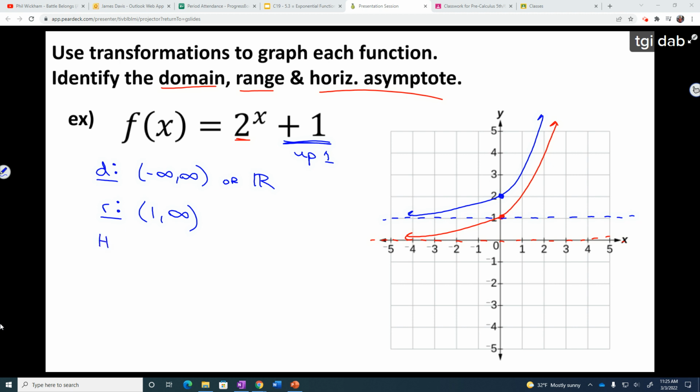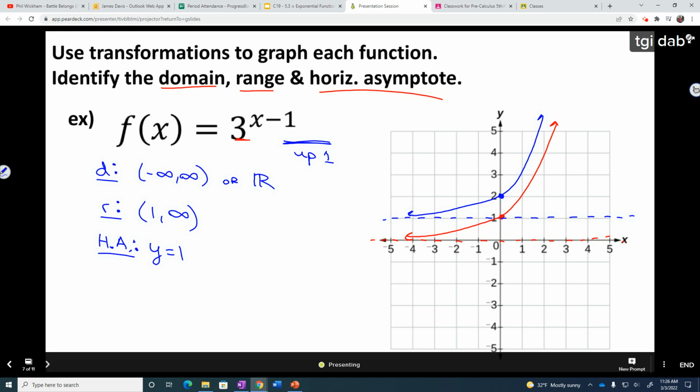Alright, and then the horizontal asymptote. That was y equals 0, it just shifted up 1, so now it's y equals 1. And that's all you gotta put. Again, it's a sketch, it's not like every point is in the exact right spot, but we know where it crosses, we know where the asymptote is, we know generally what that looks like. That's good. Easy enough, right?